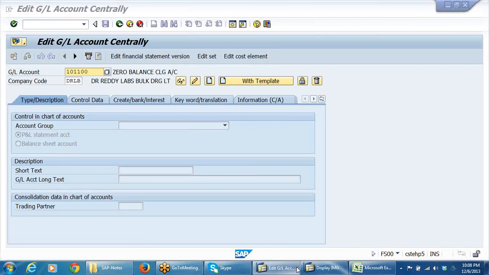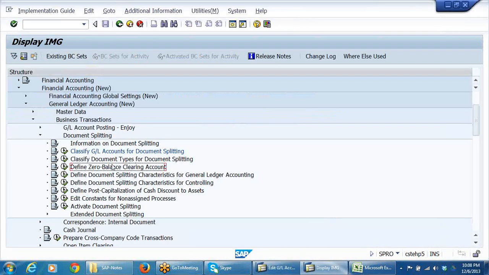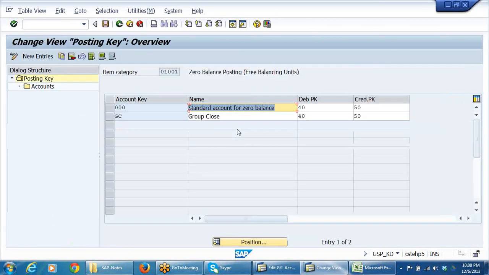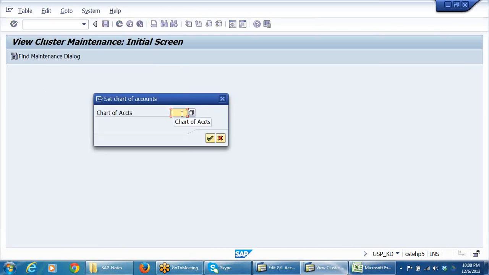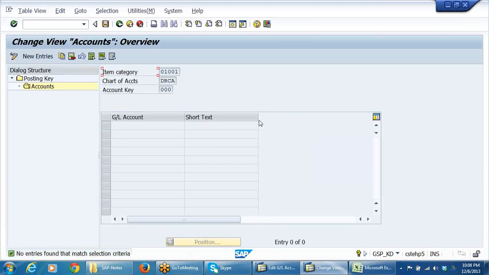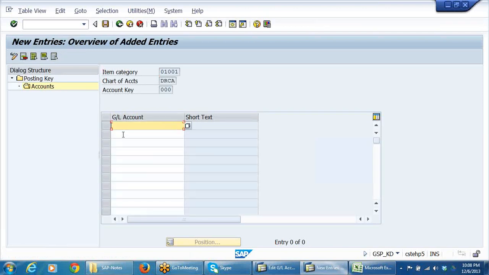So here what I need to do, zero balance clearing account, standard account for zero balance. Select this, click on accounts, chart of accounts, DRCA. Click on new entries, enter your account number, tell the system this is my zero balance account.